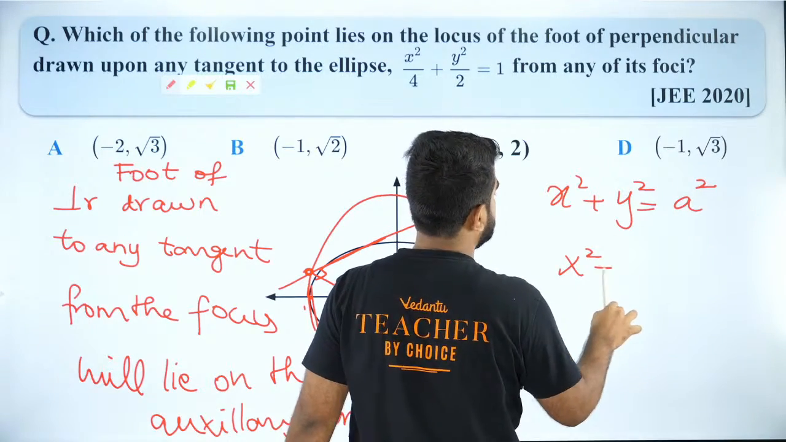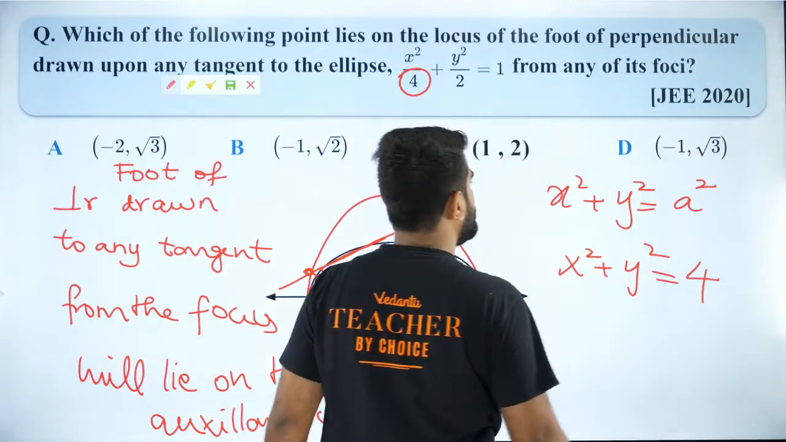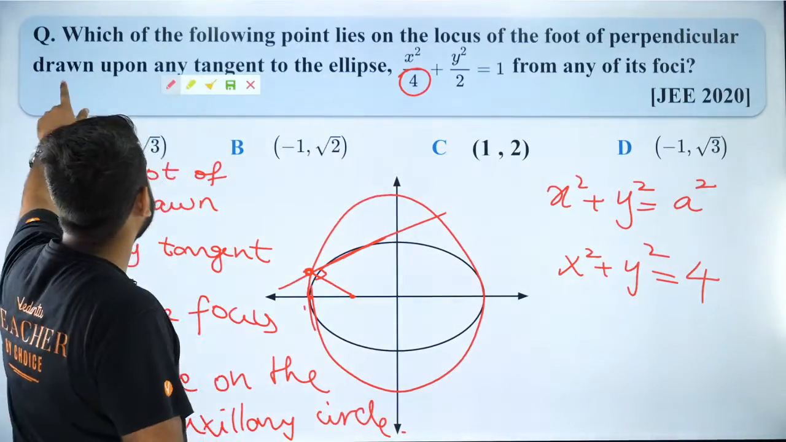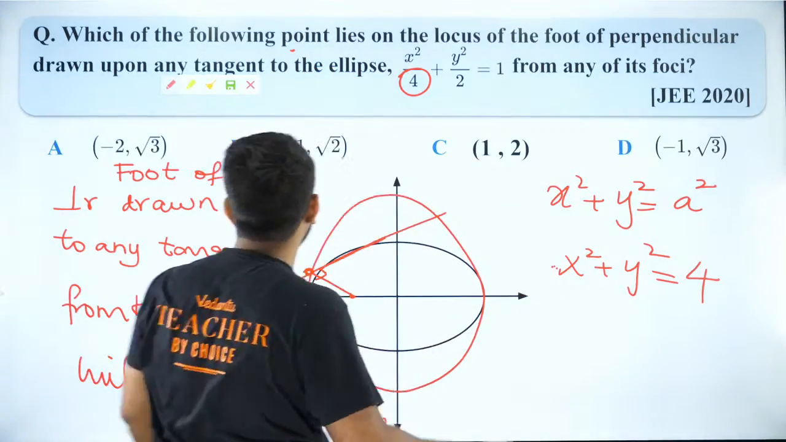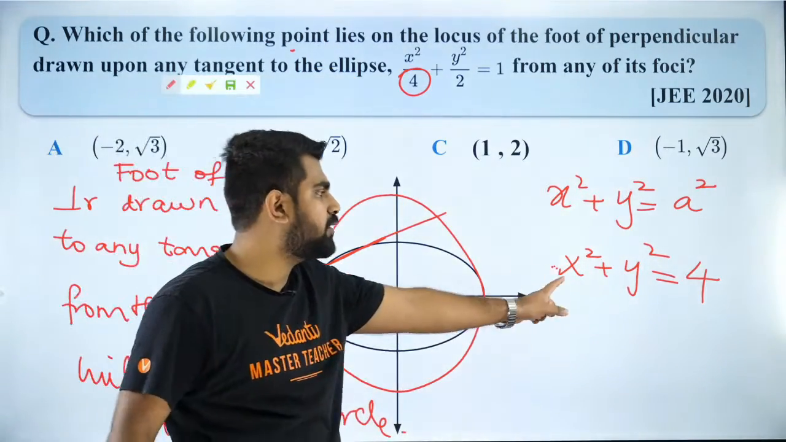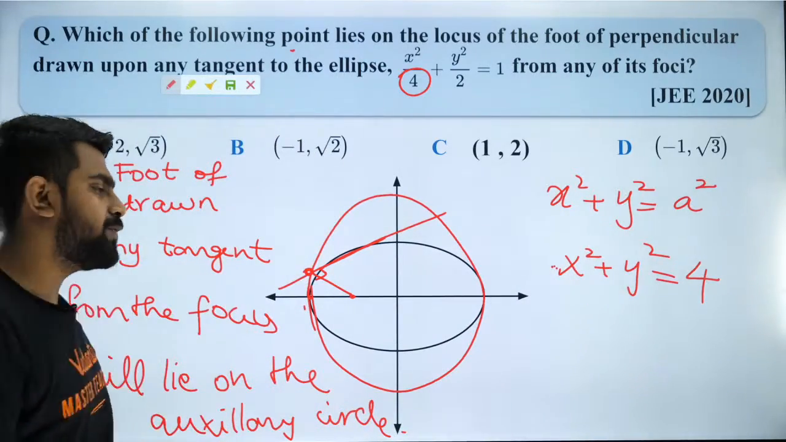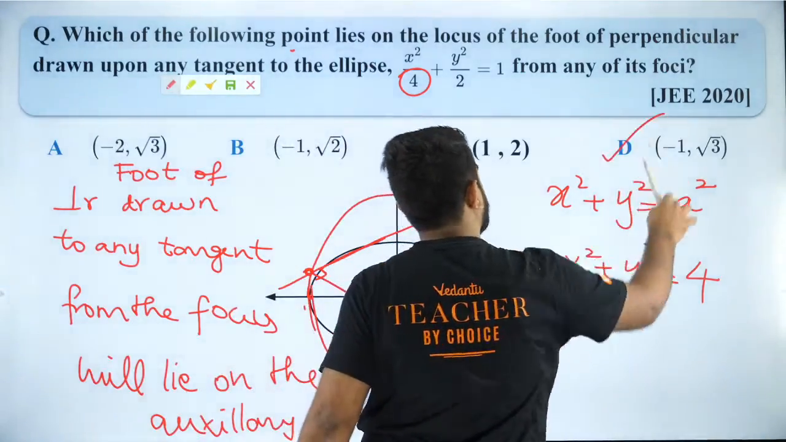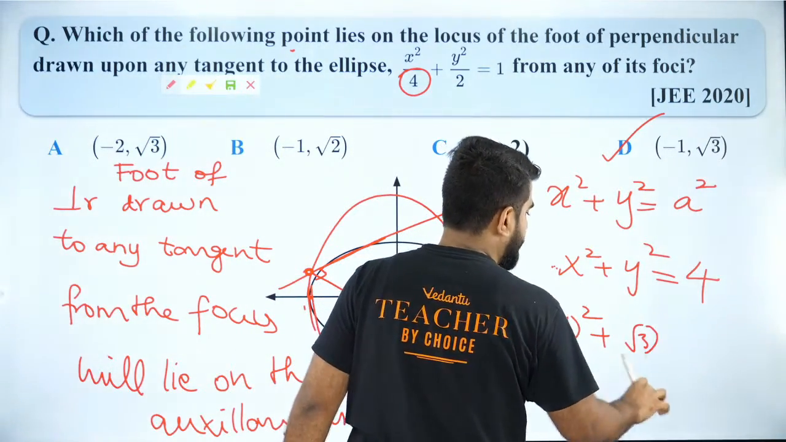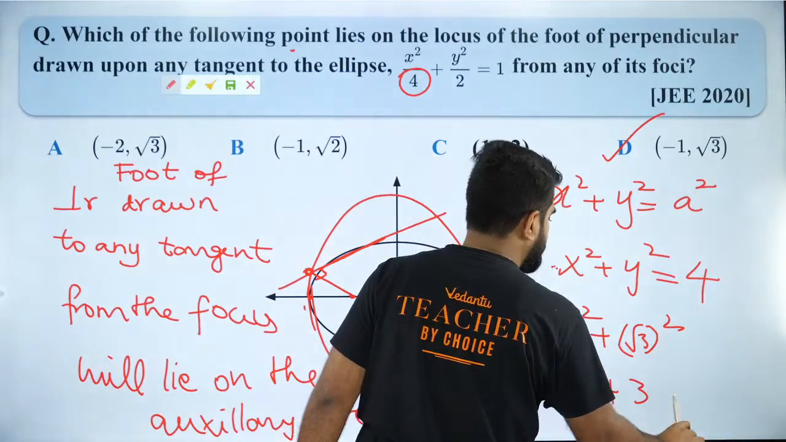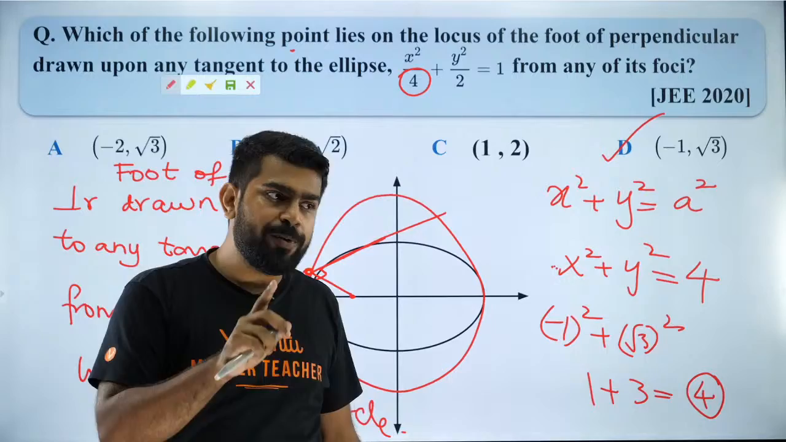So I'll get x square plus y square is equal to a square is what? A square is 4. So that is my auxiliary circle, and I know the point will lie on this auxiliary circle. So which of the options will satisfy this auxiliary circle? Only option D will satisfy. So that is why answer is option D. Because only there (-1) square plus √3 square will be equal to 1 plus 3, which will be equal to 4. Are you guys clear with it? So that is how you do it. I hope you guys are fine with it.